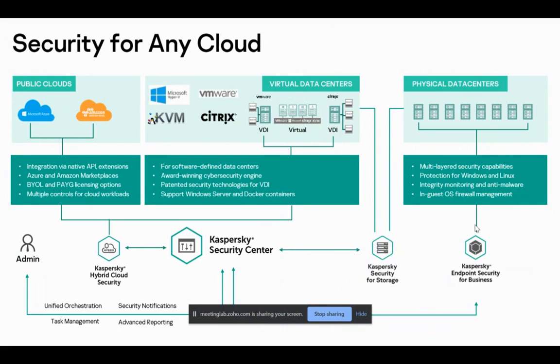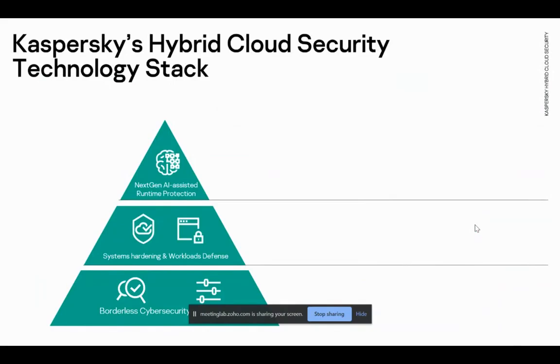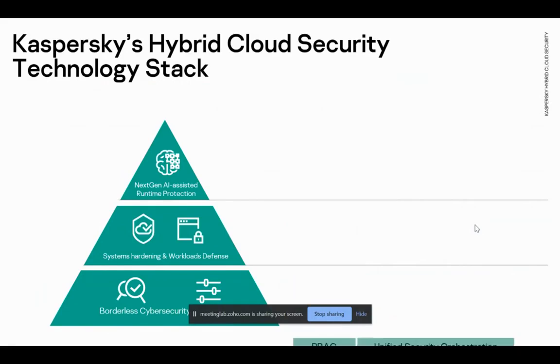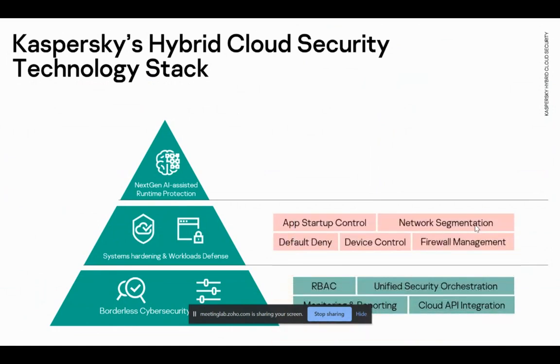And also for physical data centers, we have Kaspersky security for Linux. We have Kaspersky security for Windows servers. So basically, it is security for any cloud. So if you want to explain to anyone what hybrid cloud security is in a single sentence, it is security for any cloud. Here we have borderless cybersecurity orchestration with role-based access management, unified security orchestration, centralized monitoring and reporting, cloud API integration.